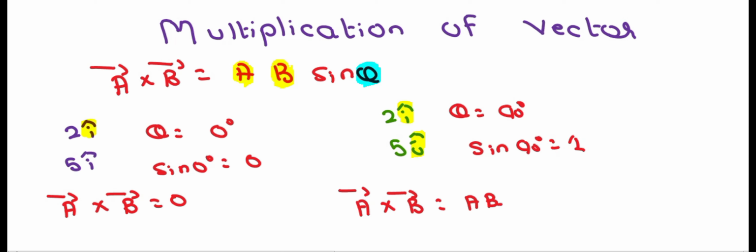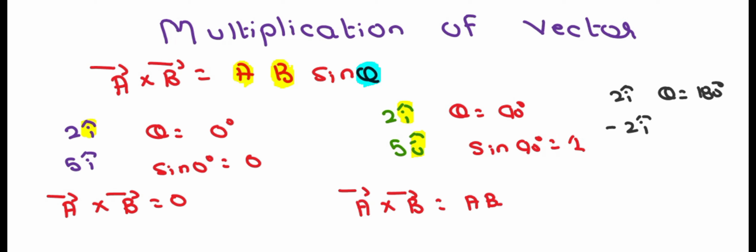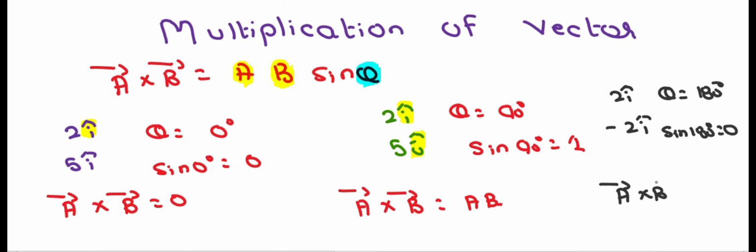Lastly, if we have two vectors, i represents the direction of that vector along the positive x-axis, and minus i represents the direction along the negative x-axis. The angle between the positive x-axis and negative x-axis is 180 degrees, and sine 180 is equal to 0. So the cross product a cross b is equal to 0. The conclusion here is that the cross product is maximum when two vectors are perpendicular to each other.